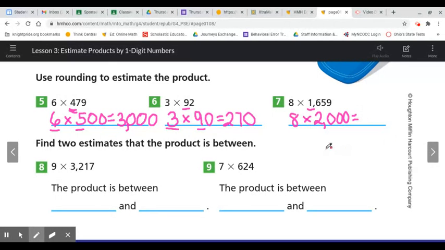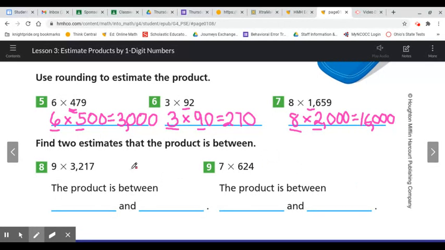So now we have 8 times 2,000. We have a basic fact there. 8 times 2 is 16. And then we have 1, 2, 3 zeros. Gives us an estimate of 16,000.